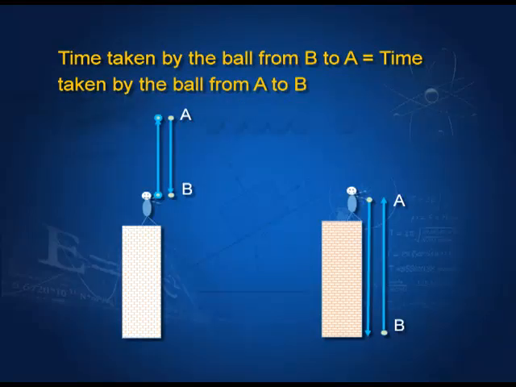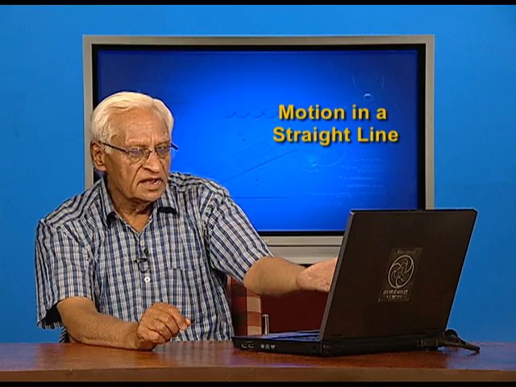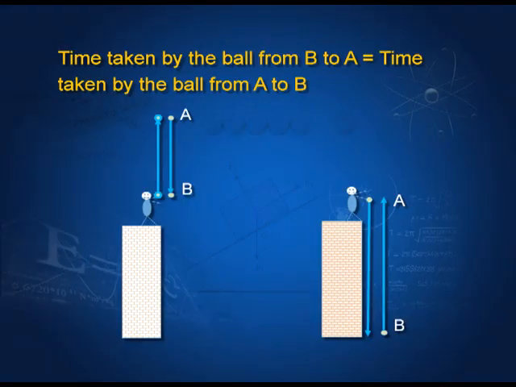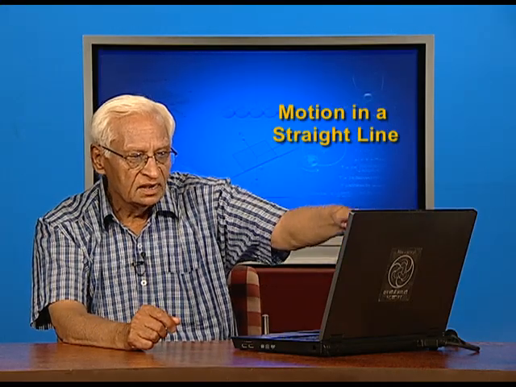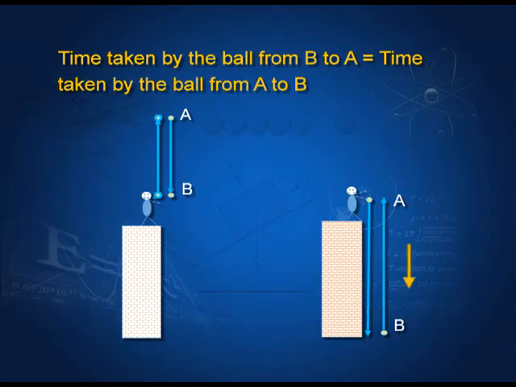Here is a person standing on some building, throws a ball from point B to A. The time taken from B to A is the same as taken from A to B. Here is the same person not throwing, but letting the ball go downwards, releasing the ball at 0 velocity, and then the time taken from A to B is the same as it would take from B to A. That is because of conservation of energy.